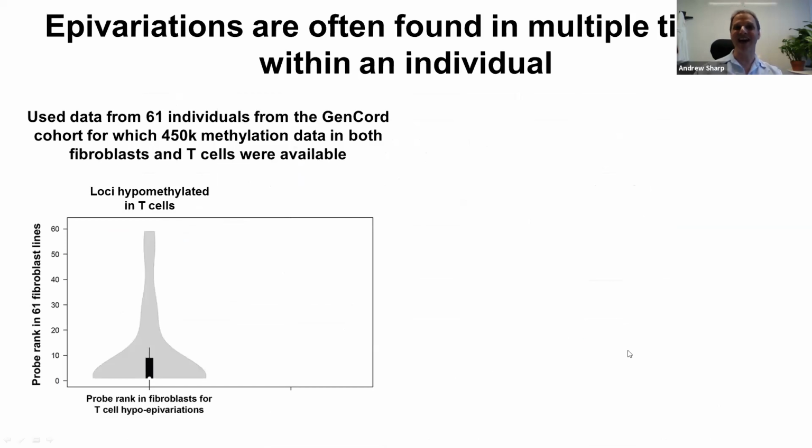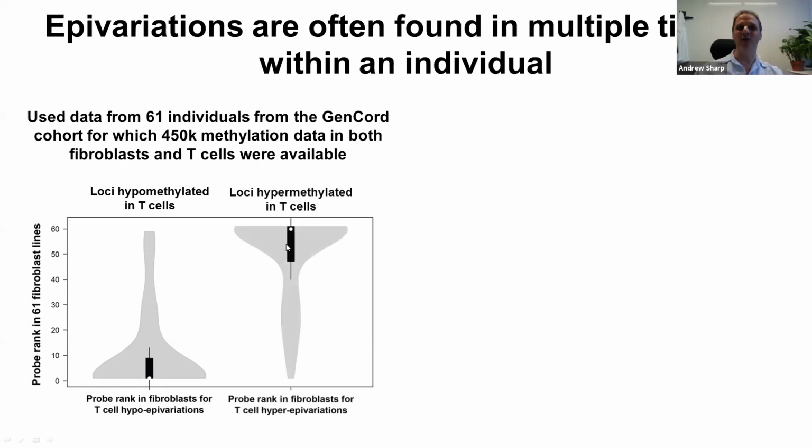As a counterpoint to that, if you take individuals where you have multiple different tissues, what we generally observed is that if you see an epivariation present in one tissue, you'll usually see it in another cell type in their body. So here we used a cohort where we had both fibroblasts and T cells. And if we called epivariations in T cells that were losses, the same loci in the same people are usually hypermethylated in fibroblasts.